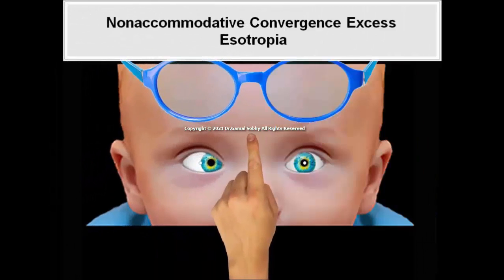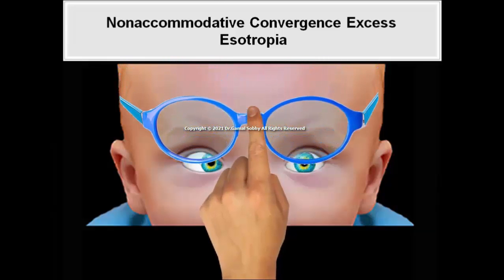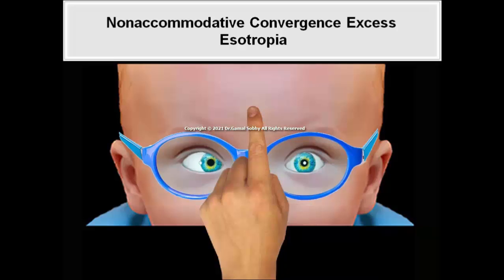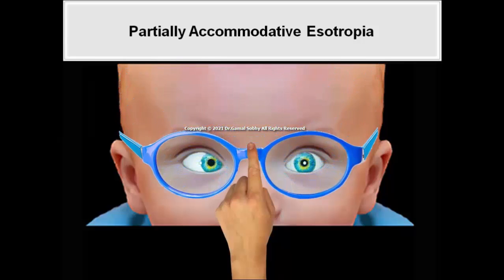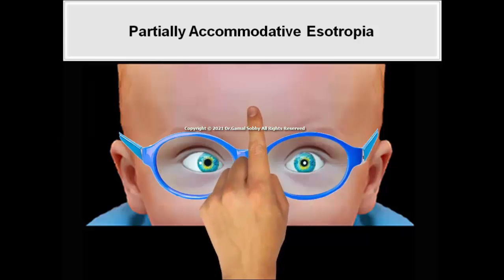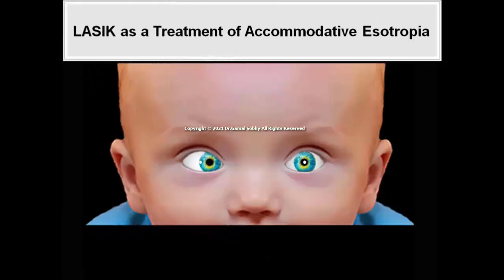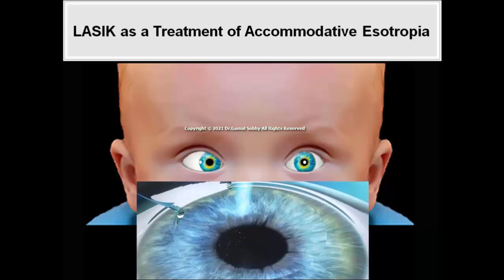If the distance deviation is reduced or eliminated by glasses and esotropia remains at near fixation, then a non-accommodative convergence excess is present. If the glasses only partially reduce the angle of strabismus at near and distance fixation, then partially accommodative esotropia is present. The use of LASIK in the treatment of accommodative strabismus is being discussed with increasing frequency. At this stage of our knowledge we are opposed to this treatment in the pediatric age group.